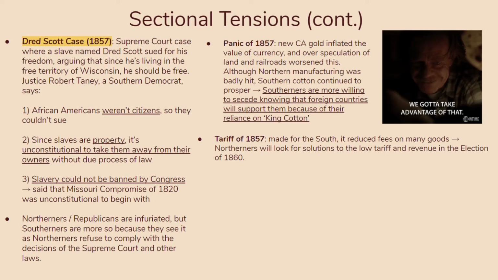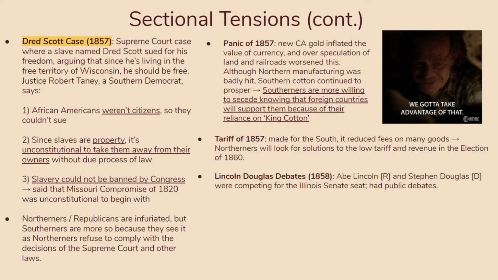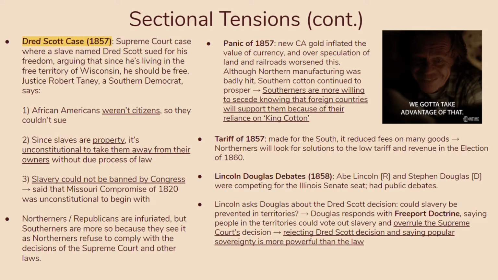In fact, speaking of Lincoln, you should know about the Lincoln-Douglas debates in 1858. These were obviously between Abe Lincoln, who's a Republican, and Stephen Douglas, who's a Democrat, and they were both competing for the Illinois Senate seat, so they had public debates. And during the debate, Lincoln asked Douglas about the Dred Scott decision. In other words, could slavery be prevented in the territories?